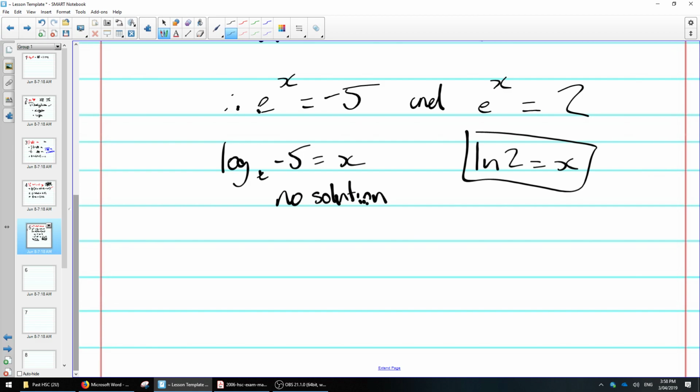So what we're saying here is the two solutions are either e to the power of x is equal to negative 5 or e to the power of x is equal to 2. There are no solutions for the first because e to the power of x can never equal 0 and it's never negative.